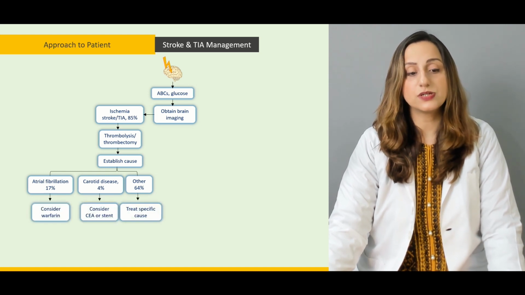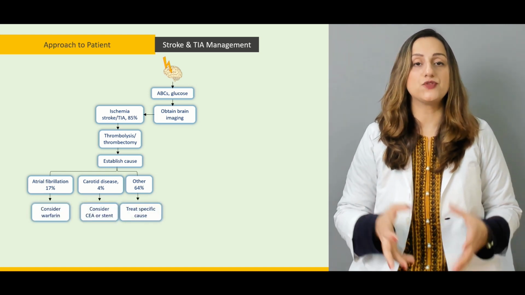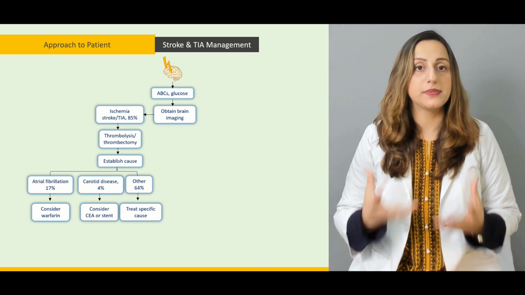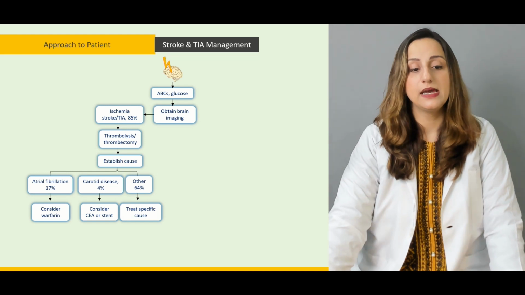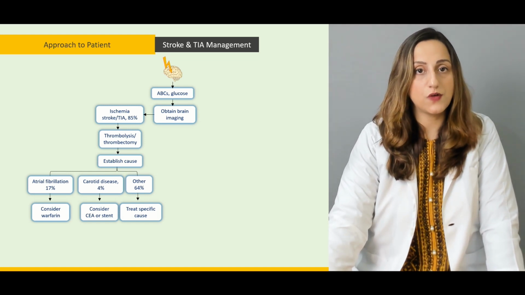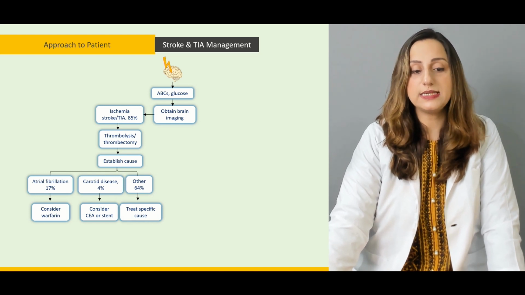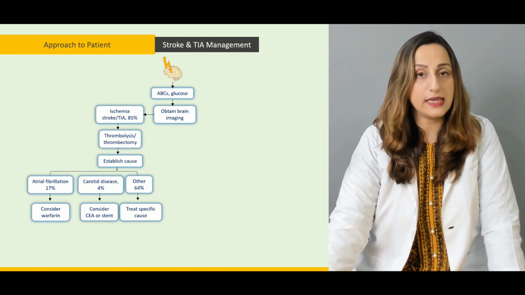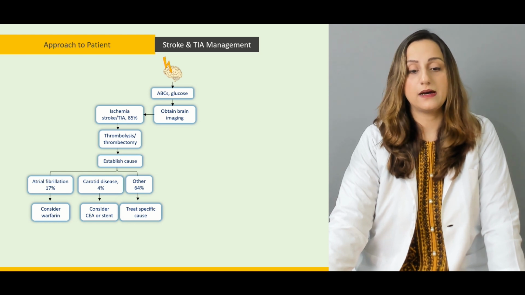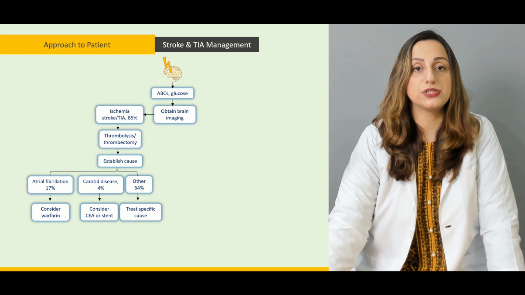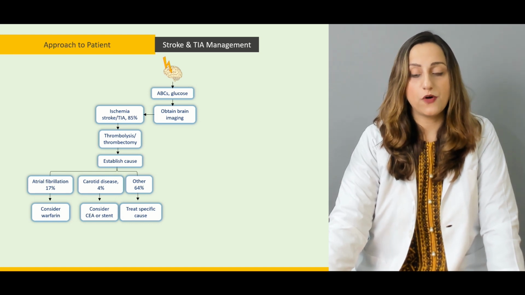We can consider giving warfarin if it's atrial fibrillation that gave rise to the thromboembolic plaque to be dislodged. If it's carotid disease, we have to consider CEA or stenting. For the other causes, we have to treat the specific cause towards the development or the dislodgement of the thrombus in this particular patient.